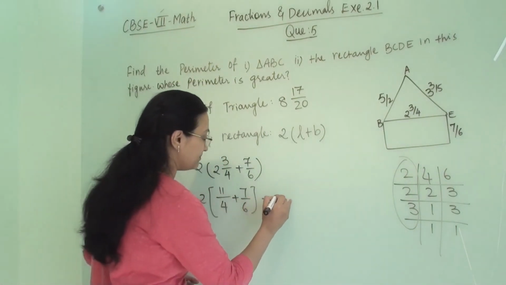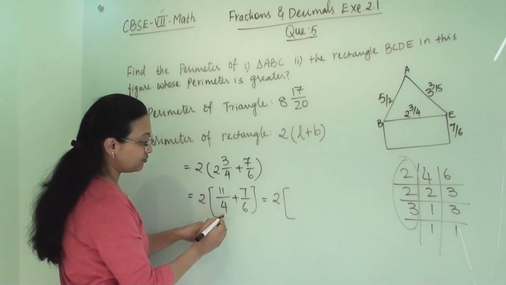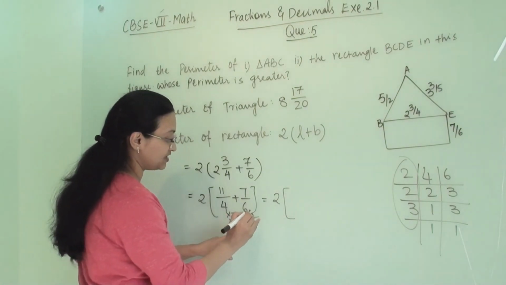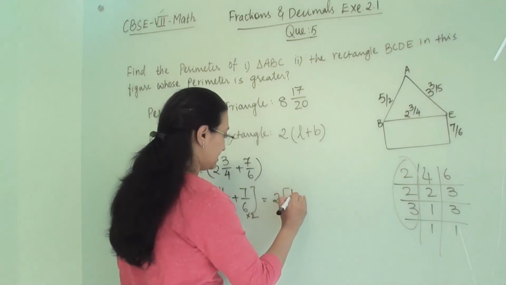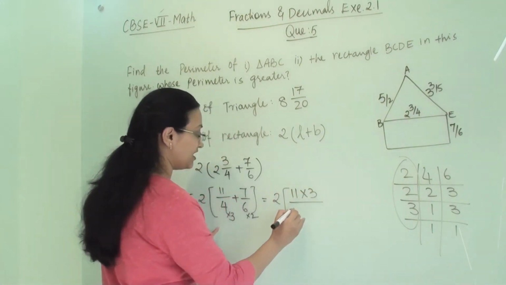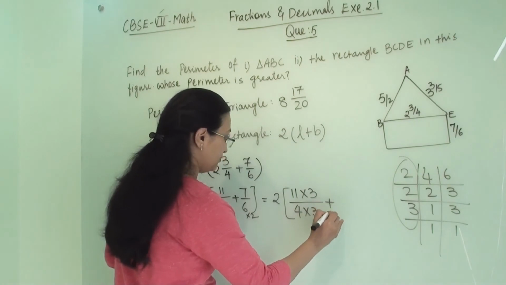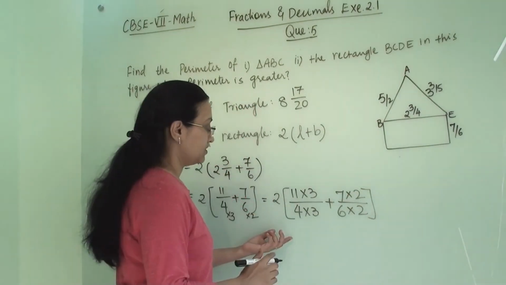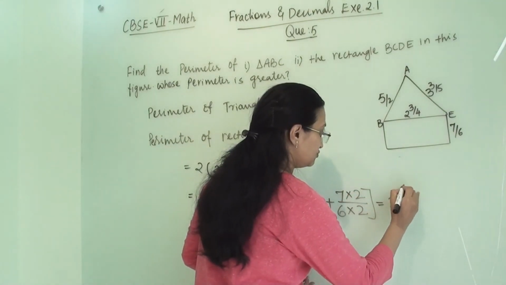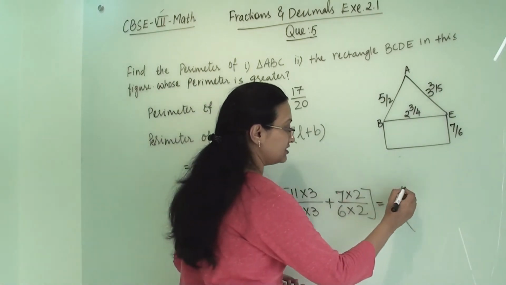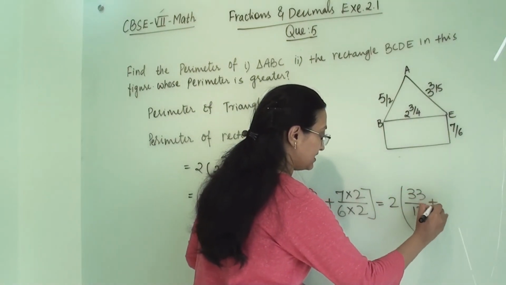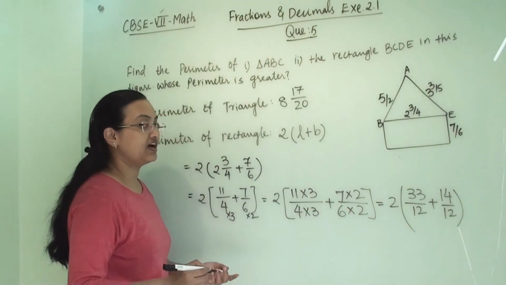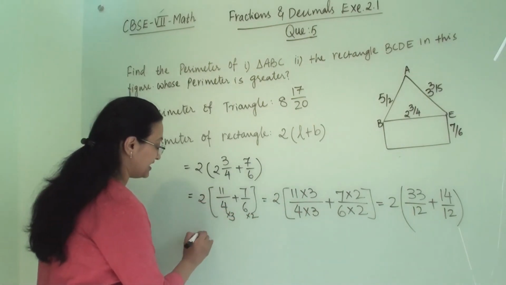So let us convert them. Here if we want 12, then we have to multiply with 3. Here if we want 12, we have to multiply with 2. So 11 into 3 divided by 4 into 3, plus 7 into 2 divided by 6 into 2. Here we will get 2 into the bracket 33 divided by 12 plus 14 divided by 12. Now they are in the form of like fractions.